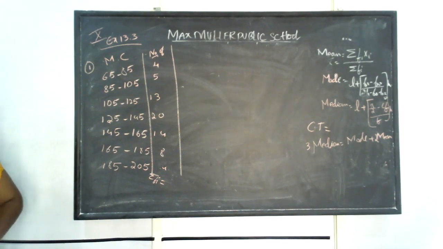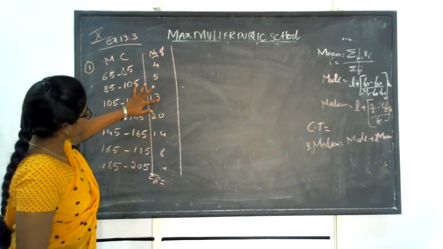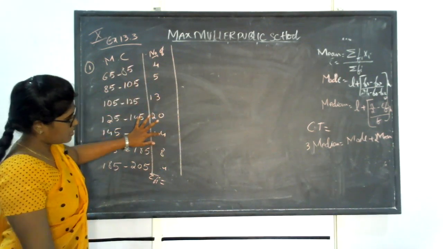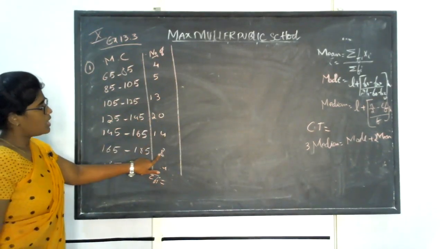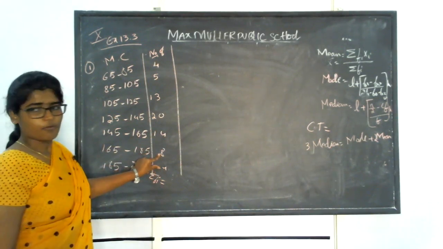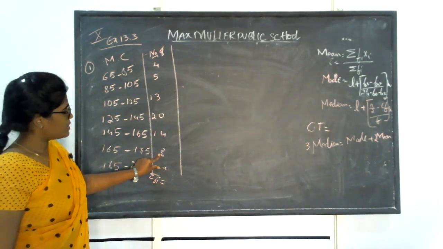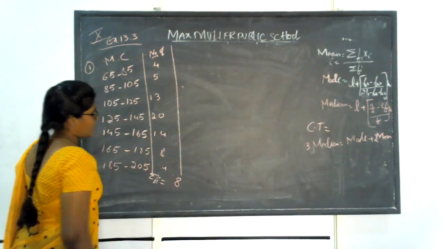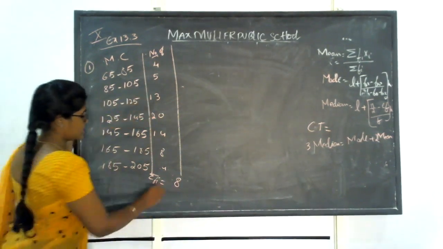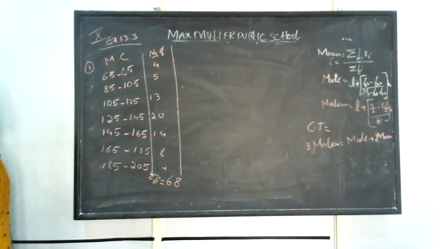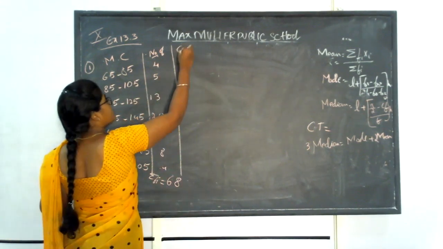Is it correct? Check. Is it correct or not? 4 plus 5 is 9, 10, 11, 12. 12 plus 2 is 14, 14 plus 2 will be 16. 16 plus 4 will be 20. 20 plus 8 is 28. Sorry, 28 and 2 will be there. So 2 plus 2 is 4. 4 plus 2 will be 6. 68. A number was missed. Now you have the n value as 68. Next, you need to find out what? Central frequency.